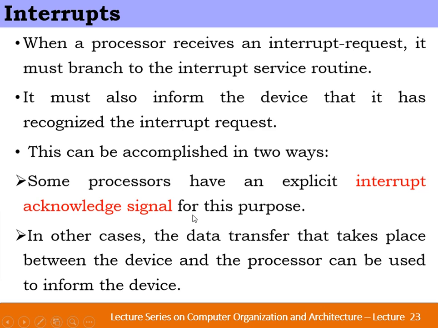Whenever any device interrupts the processor by using an interrupt request signal, if that particular device's interrupt request is recognized by the processor, it is going to intimate the requested device with the help of two things. One is sending an interrupt acknowledgement signal. If an interrupt acknowledgement signal is transmitted from the processor to an IO device, it indicates that our interrupt request signal is recognized and accepted.